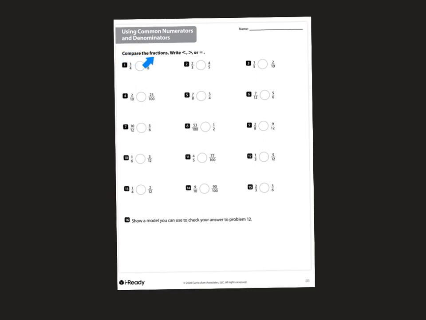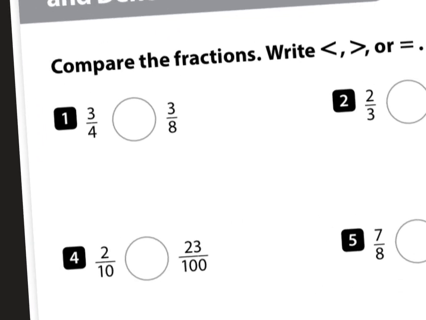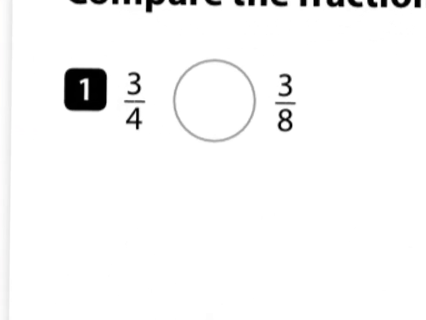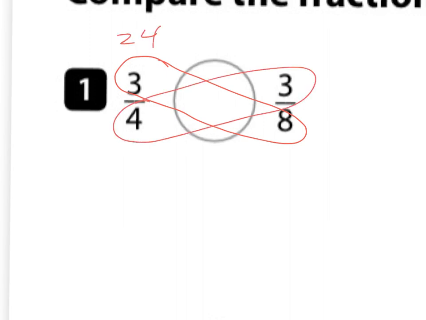Alright, so the directions. Compare the fractions, write less than, greater than, or equal to. So guys, there's a lot of different ways we can go at these problems. I'll just demonstrate a few different ways on each one. So the very first one, I know one of everyone's favorite methods is the butterfly method. 3 times 8 would give me 24. And 4 times 3 gives me a product of 12. 24 is greater than 12. So 3/4 is greater than 3/8.